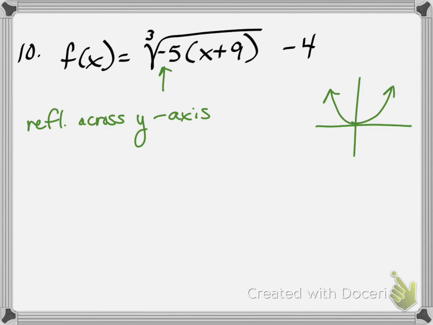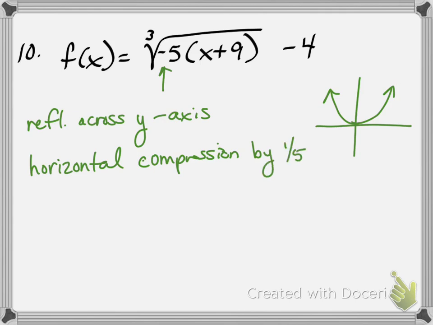And then we're going to deal with compressions and stretches. So that 5 is inside with the x. So it's a horizontal. It's the opposite of what it looks like. It's a compression. And if you think of the factor, it helps. It's a compression by a factor of 1/5. And then we're ready for left, right, up, and down.